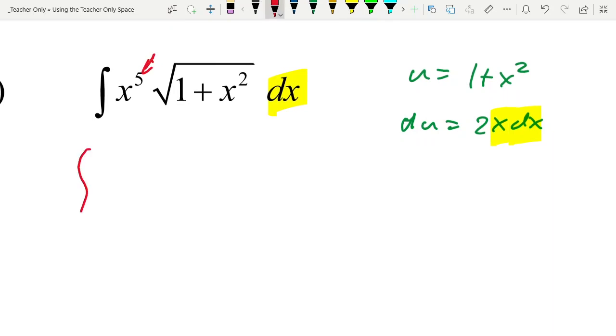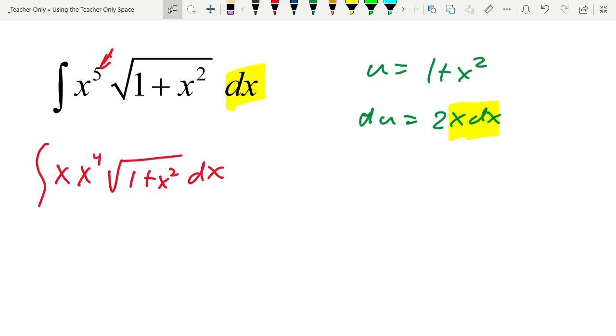You don't have to write it like this, but I'm going to write it like this just to make it easier to see, since I'm not in a classroom with you, to really make sure you're seeing what I'm trying to say. So notice x to the 5th is the same thing as x times x to the 4th. So for this substitution, I need 1x times dx. So I take one of them, peel it off, and write it separately.